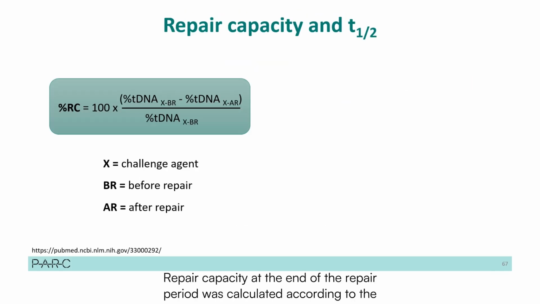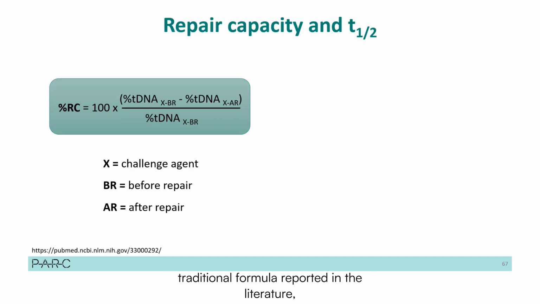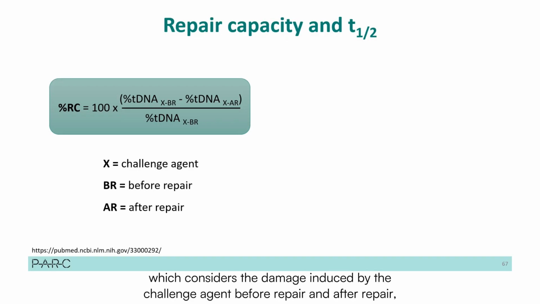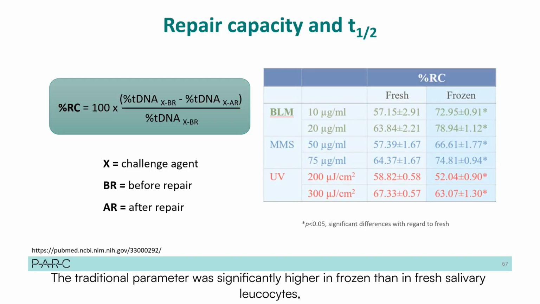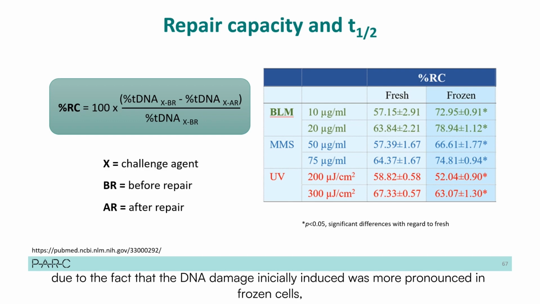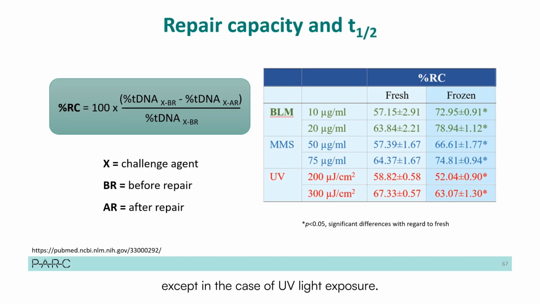Repair capacity at the end of the repair period was calculated according to the traditional formula reported in the literature, which considers the damage induced by the challenge agent before repair and after repair at the longest repair period tested. The traditional parameter was significantly higher in frozen than in fresh salivary leukocytes, due to the fact that the DNA damage initially induced was more pronounced in frozen cells, except in the case of UV light exposure.